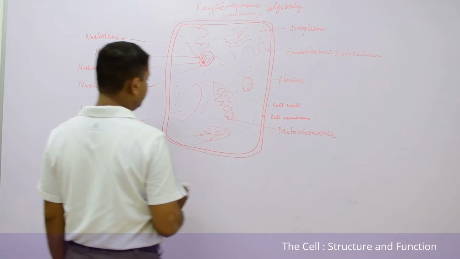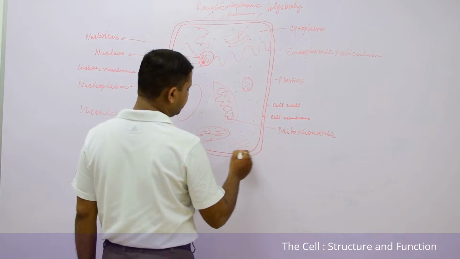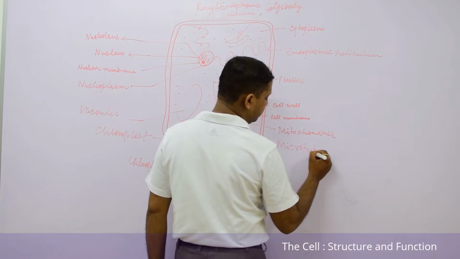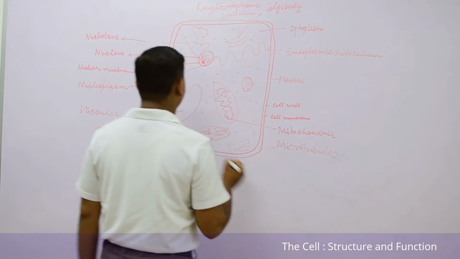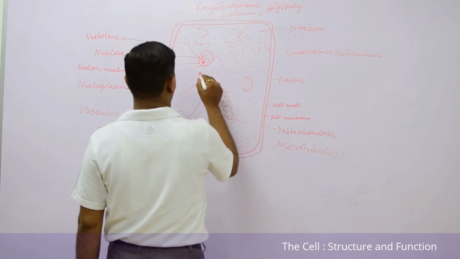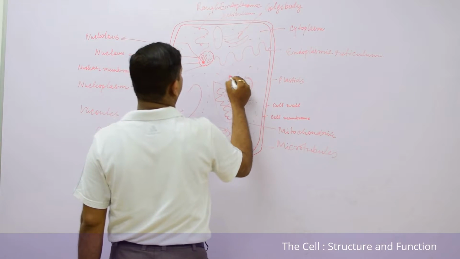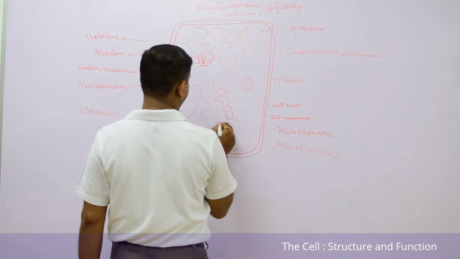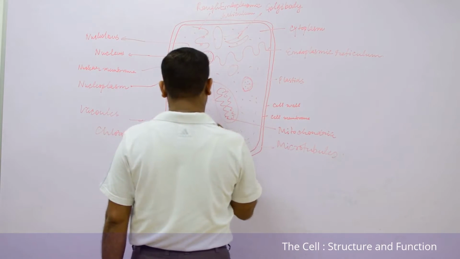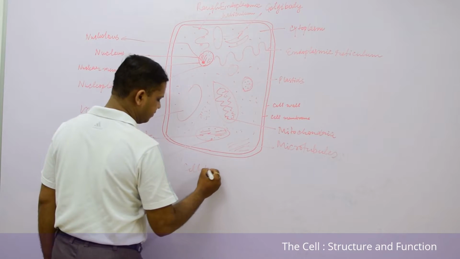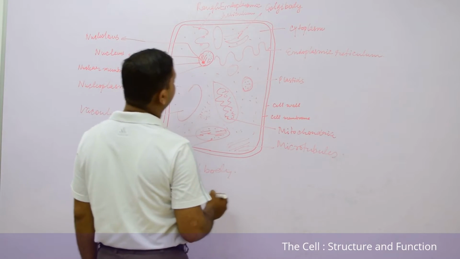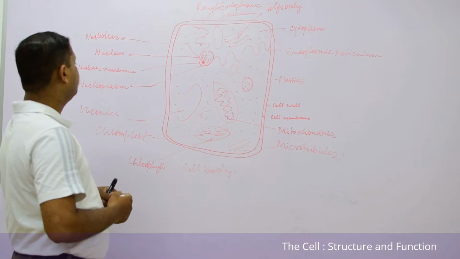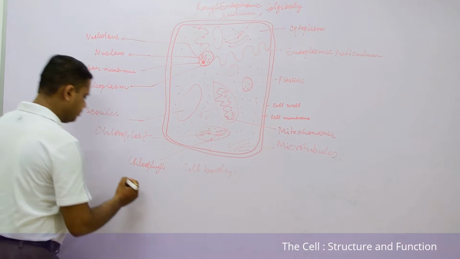Now we'll see one more important feature, microtubules, which are present in plant cells. Some small granular bodies are also present, called cell bodies. So this is a structure which clearly indicates a plant cell. This is the structure of a plant cell.